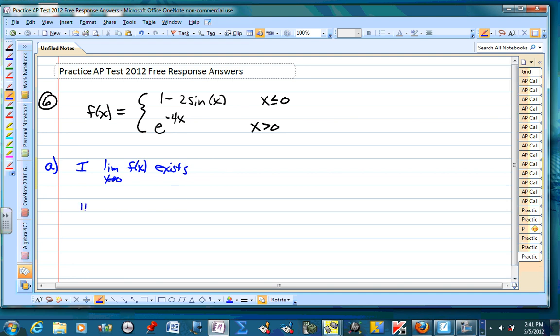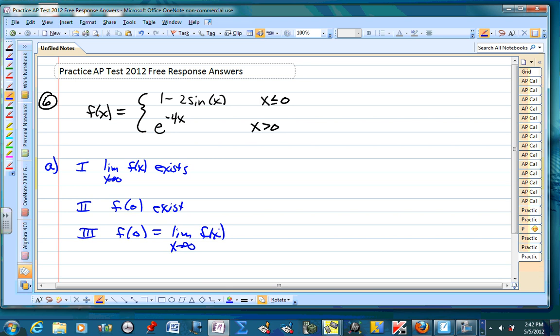Condition number 2, f of 0, in this case, they're asking us if we're continuous at x equals 0, f of 0 must exist. And the third case, f of 0 in this case must equal the limit as x approaches 0 of f of x. So let's go to work.